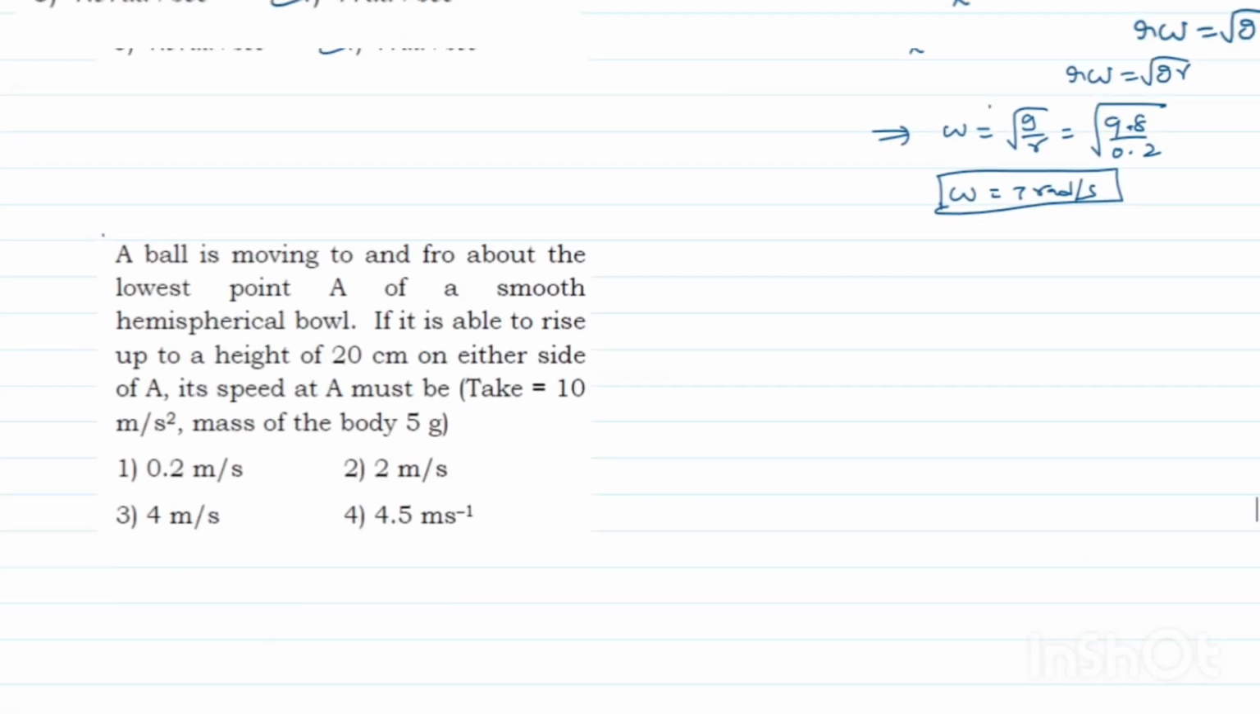Let us take the next question. A ball is moving to and fro about the lowest point A of a smooth hemispherical bowl. So here a ball is given, and it is going to be moving in a to and fro manner about the lowest point. If it is able to rise up to a height of 20 centimeter on either side of A, its speed at A they are asking.